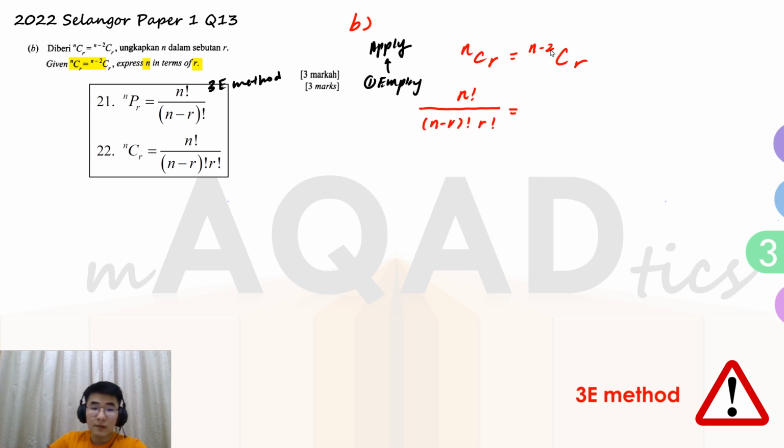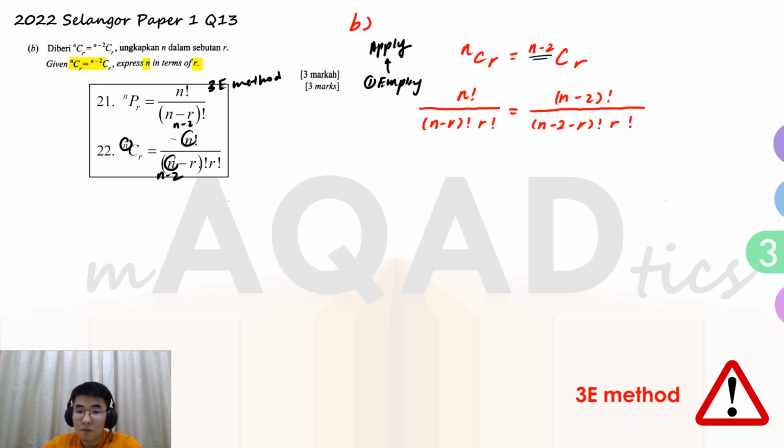But for this it will be a bit different because here it says n minus 2. So we need to change the n here to become n minus 2, which will have this result.